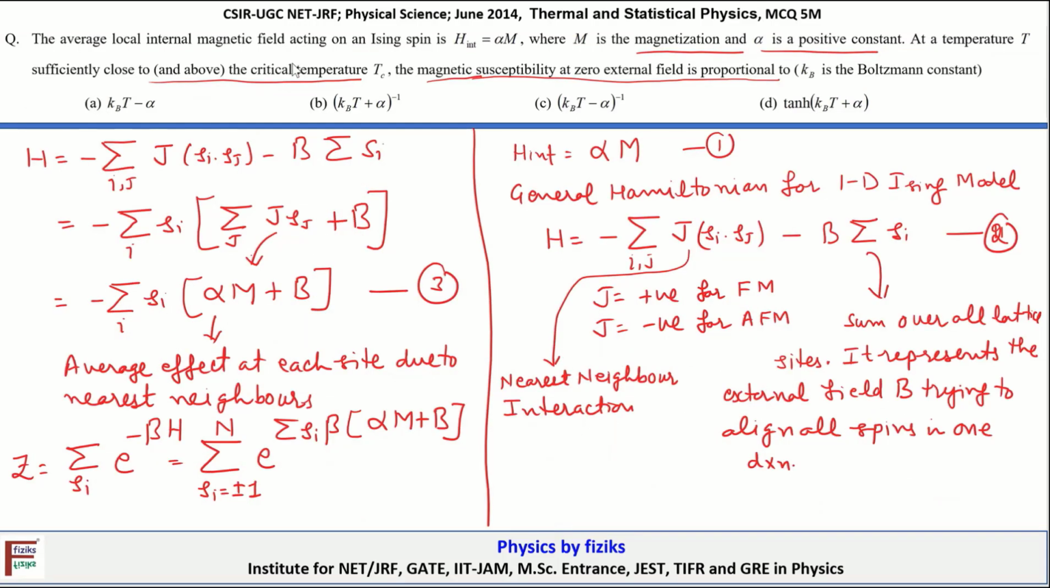So let's take a look at the options which are given to us. It is kT minus alpha to the power minus 1. So therefore C is the correct option here.